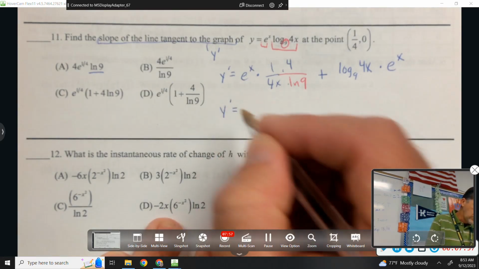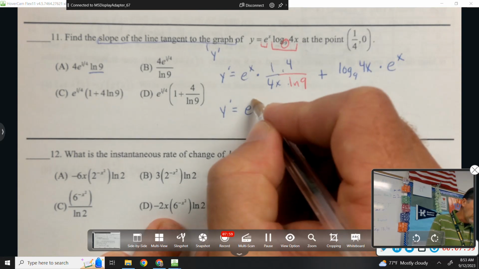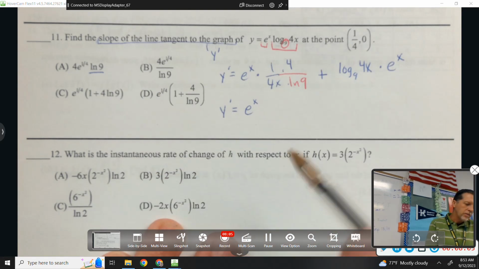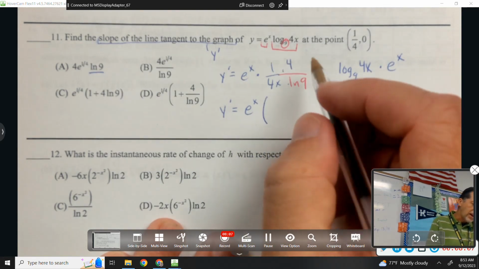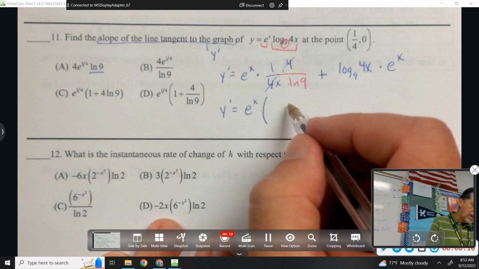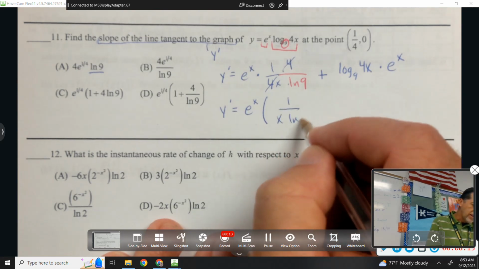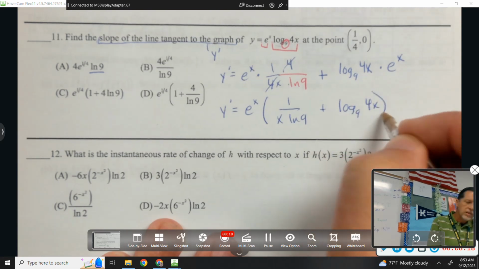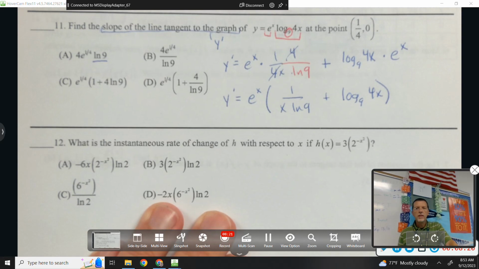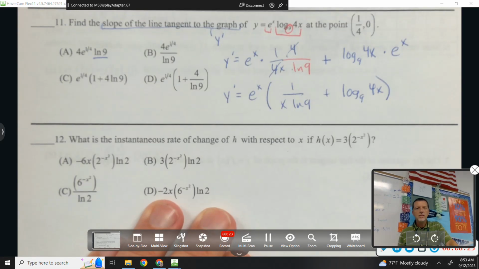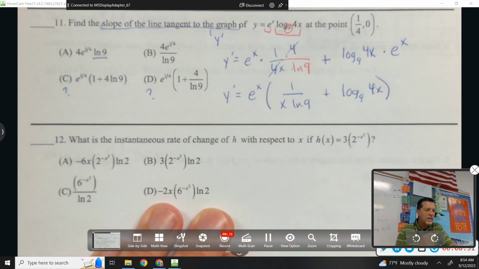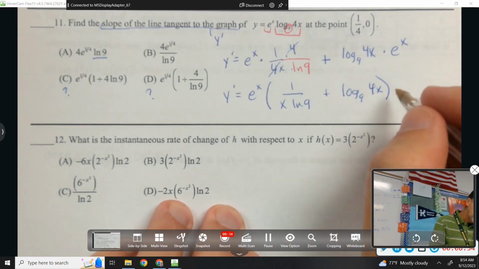Okay, let's do a little bit of cleanup before we even plug things in. Especially if I look at my answer choices and it looks like they're factoring out e to the 1/4. I'm going to factor out e to the x. Those 4 cancel. So 1 over x natural log 9 plus log base 9 of 4x. Again, I keep looking at my answer choices. It's maybe C or D, because that looks like it has the plus in there. Let's plug in 1/4 and see what happens.